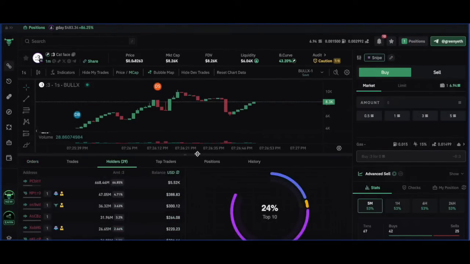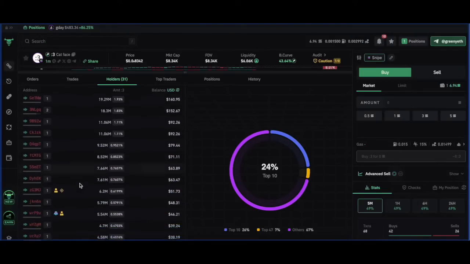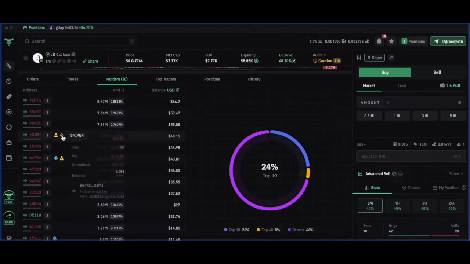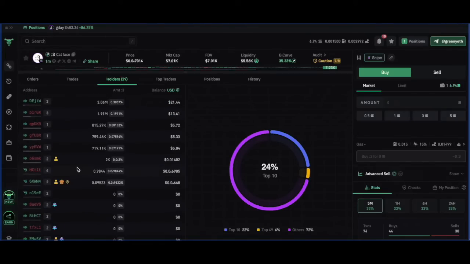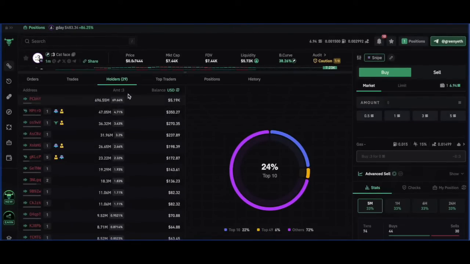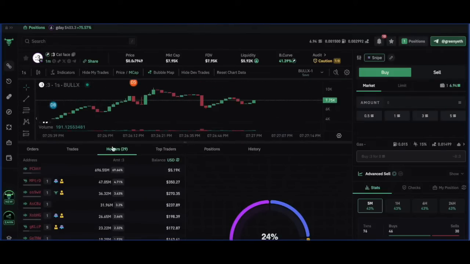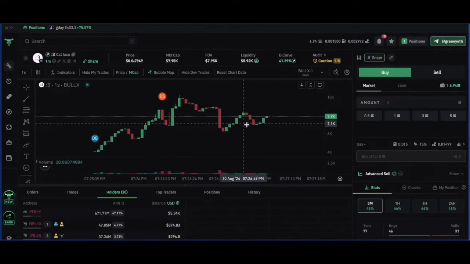I dive into holders really quickly. I have a look, are there any rats or any snipers? There's one sniper who only owns under 1% supply. There's another sniper who has likely taken profit as well. So that's green flags there across the board. You now have seen holders kind of go up, which is good.